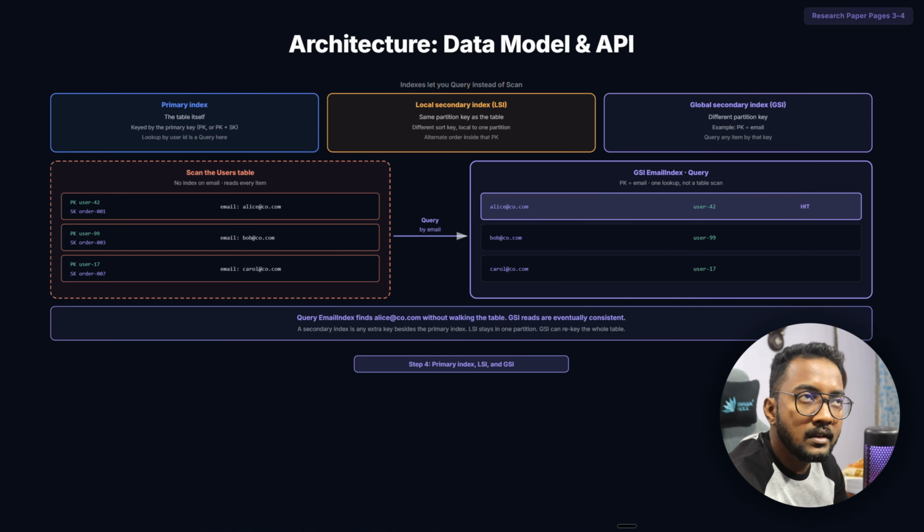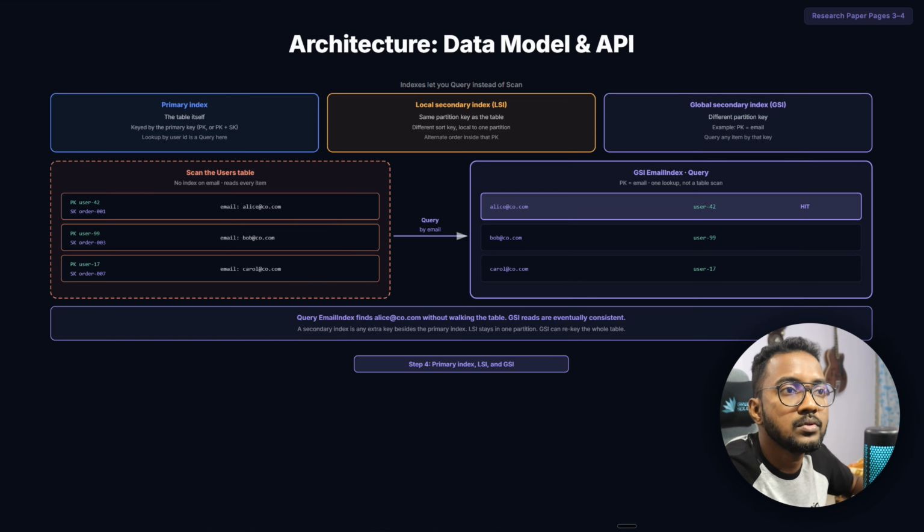LSI is basically local to a partition. So the same partition key will be there, but the sort key will be used with the secondary index. Within the same partition, we can use this concept to filter users faster. A GSI, or global secondary index, uses an altogether different primary key, like the email example that we were giving. So you can get that particular item using that key without scanning all the tables.